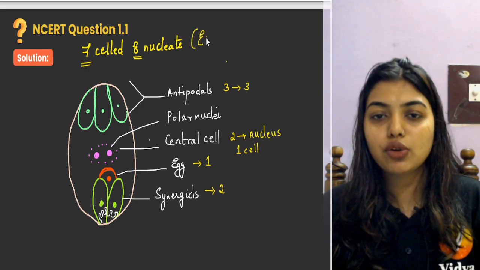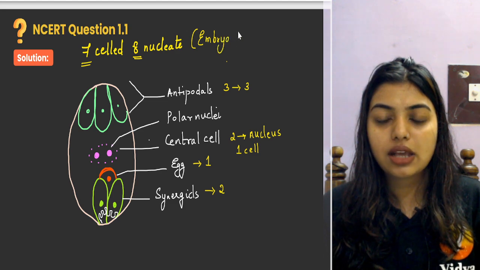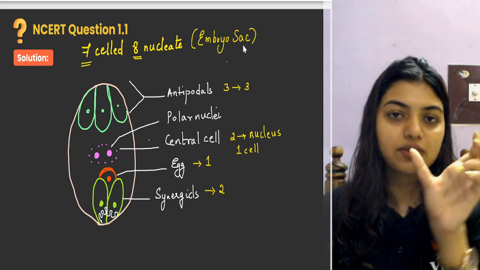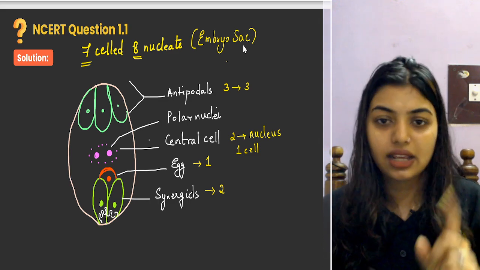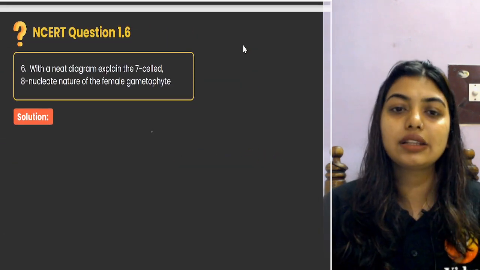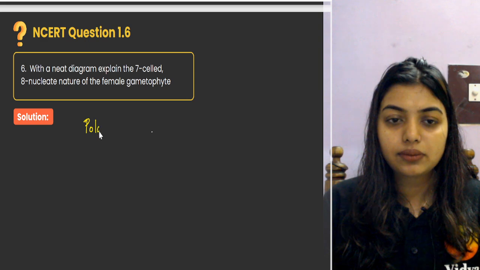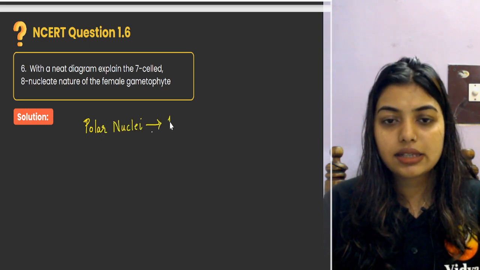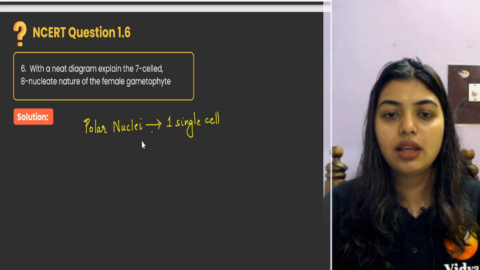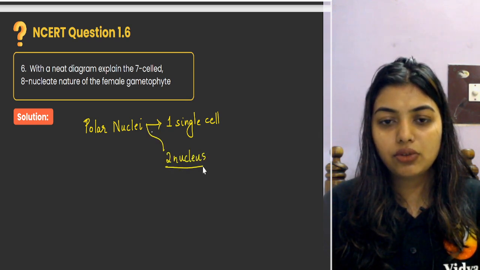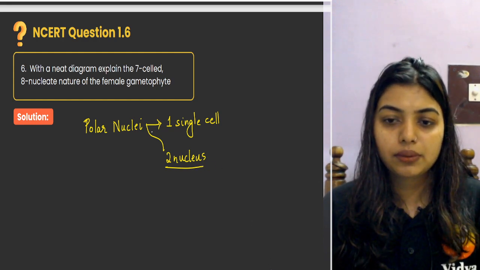This is how the angiosperm embryo sac is present. Got it? 7-celled 8-nucleate stage where the central cell will be considered as a single cell. Understood, students? With the help of a diagram, they have asked us to explain. We have done the explanation that the polar nuclei will be considered as a single cell, one single cell but with 2 nuclei. Clear, all of you? Chalo.